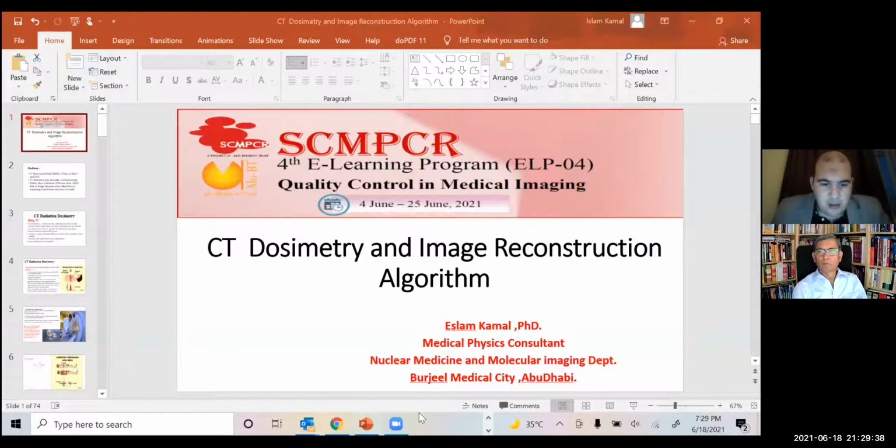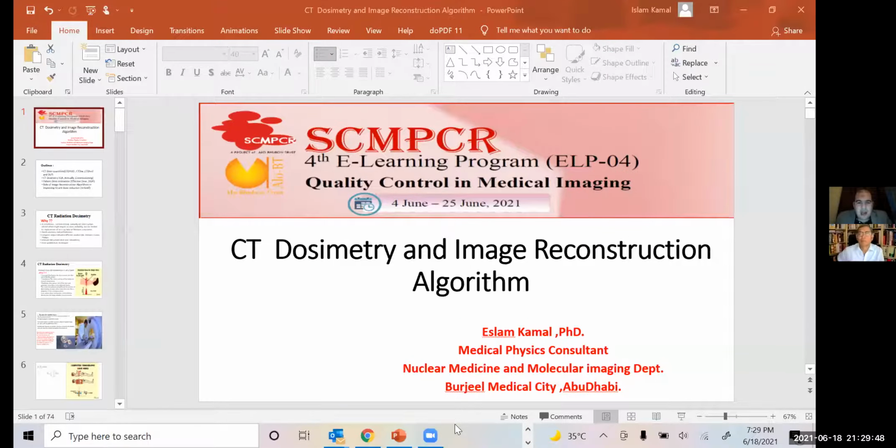First one: despite having so many dedicated CT dosimetry methods, why is it so challenging to conduct precise and accurate CT dosimetry? What could be the causes behind this?